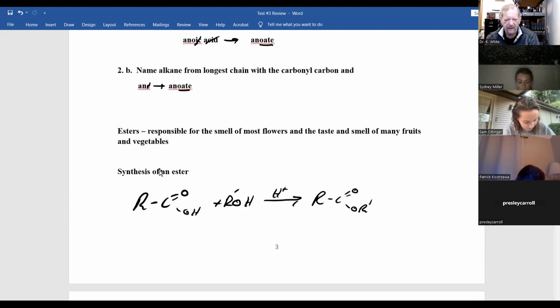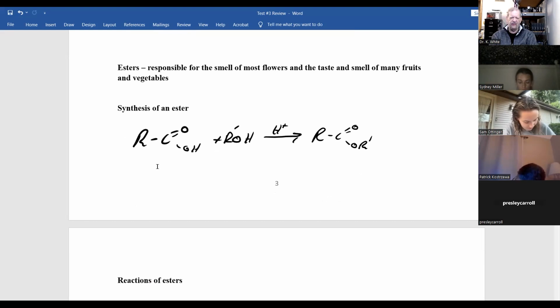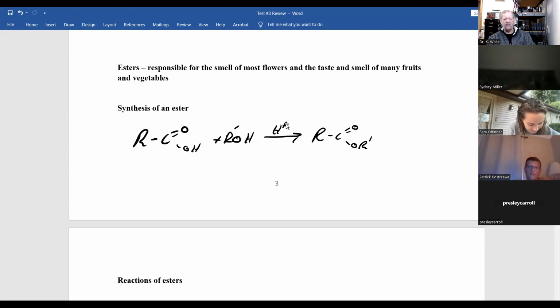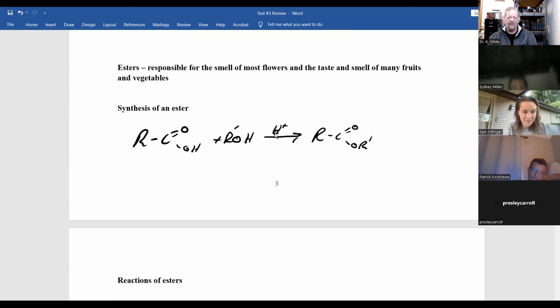All right. How do you make an ester? Fischer esterification. If you take a carboxylic acid and react it with an alcohol, with an acid catalyst, H plus is the acid catalyst, like sulfuric acid or other acids, but we're just in organic. Since there are many different ones you can use, just use H plus, and you make an ester.